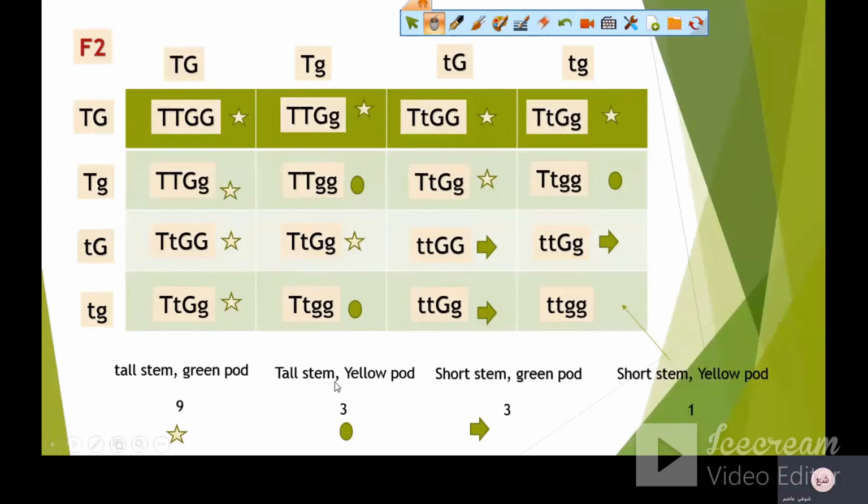What about tall stem and yellow pod? 1, 2, 3. What about short stem and green pod? It will be 1, 2, 3. Finally, the short stem and yellow pod will be 1, this one only. So the percentage will be 9 to 3 to 3 to 1. It's simply like that.